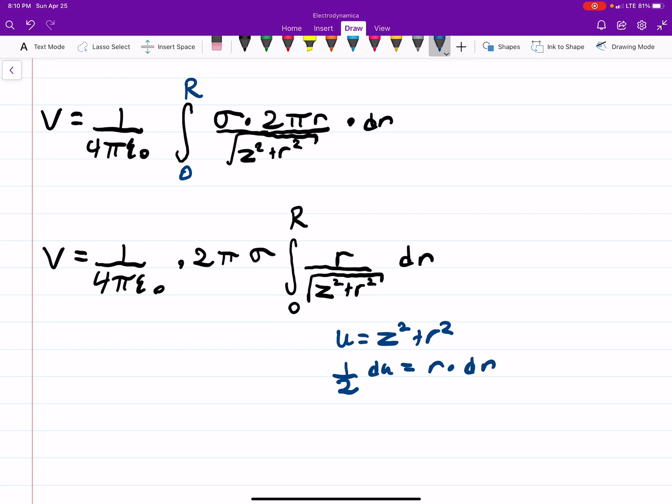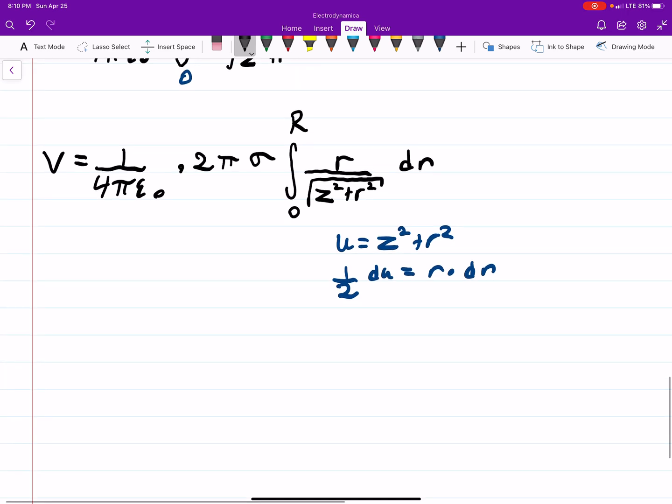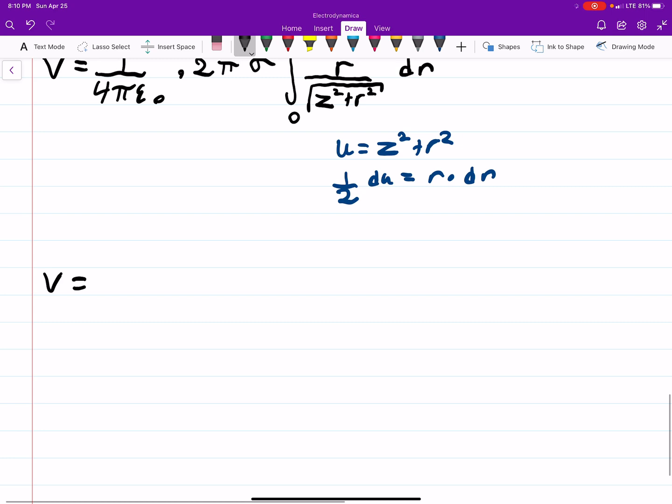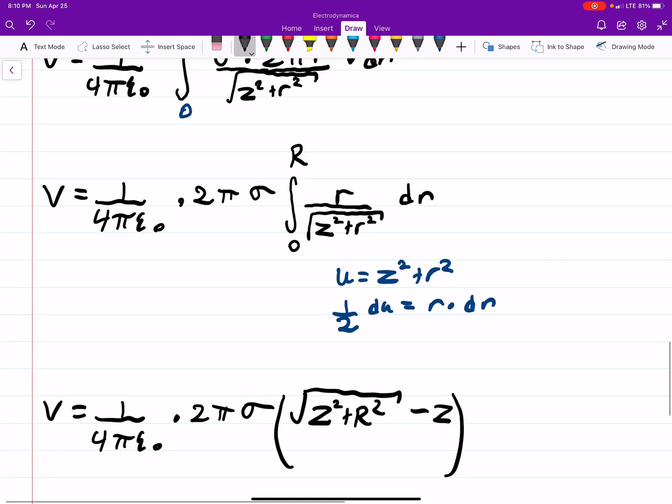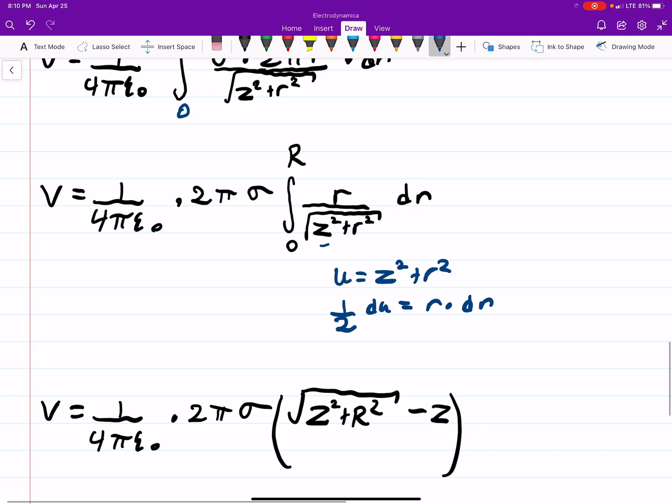So I'm going to skip the integration part and just give you what you get when you actually work the integral out. And you get V is equal to 1 over 4 pi epsilon naught times 2 pi sigma times the square root of z squared plus R squared minus z. It's just a u sub, so it's nothing crazy. This is your u. This is 1/2 du. And then you're essentially going to be integrating this, which is just a power rule, so nothing crazy.